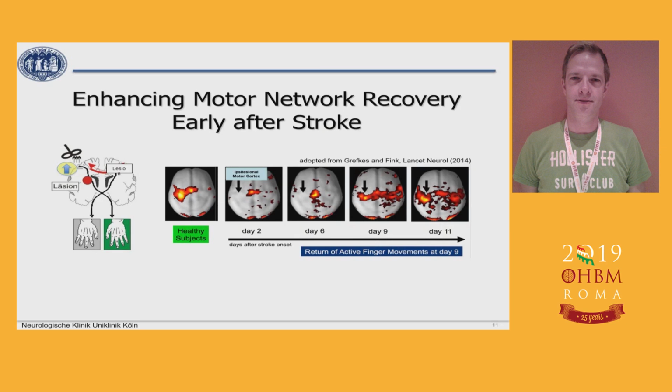And we recently applied this to a group of acute stroke patients, so in the very early phase, the first few days after stroke, because our studies have shown that especially the early phase after stroke is characterized by a loss of activity in the lesioned hemisphere. And so the hypothesis was, okay, if we try to induce activity in the lesioned hemisphere, maybe we can speed up the normalization of activity in this area and thereby improve motor outcome.